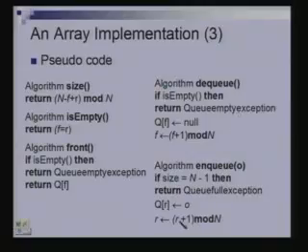And why is this mod n required? Because we need to do the wraparound. It's circular. So the indices go from 0 through n minus 1 only. When I increment R, if R is already n minus 1 and I increment R at this point, then I don't want it to become n, I want it to become 0. So n mod n is 0 and I'll have it set to 0.